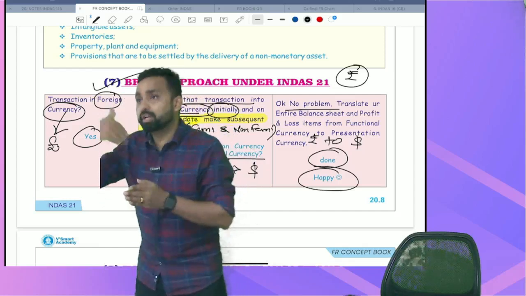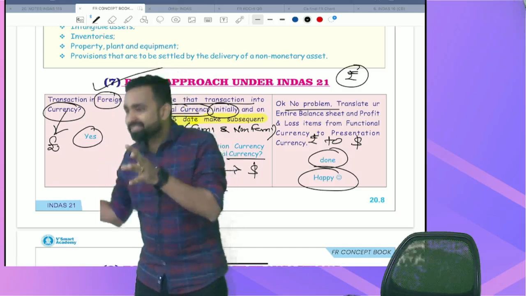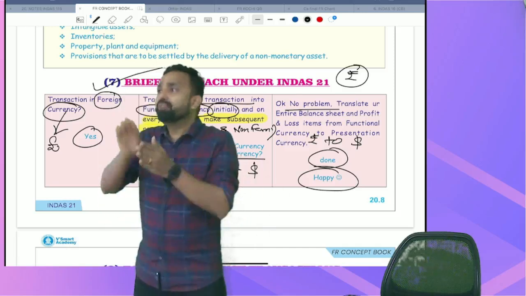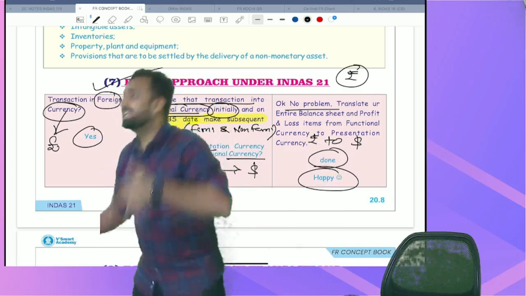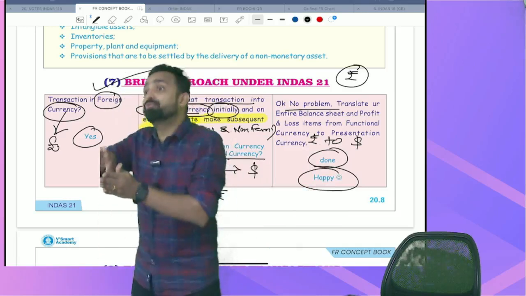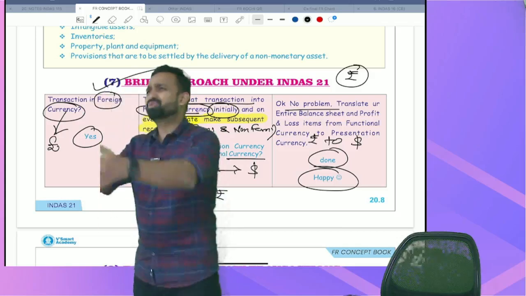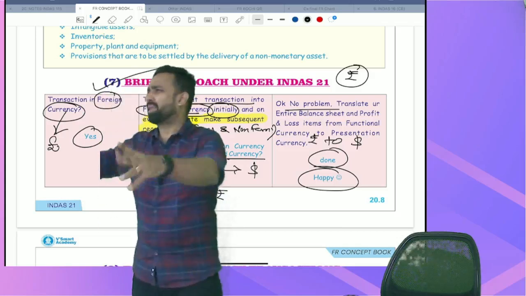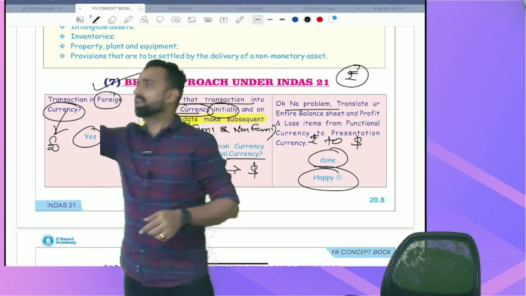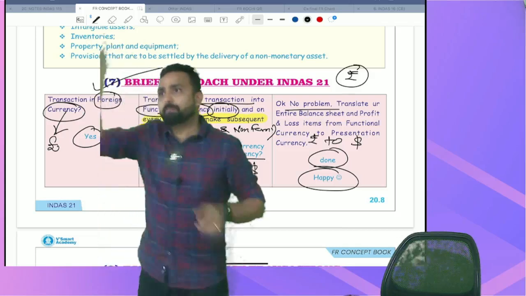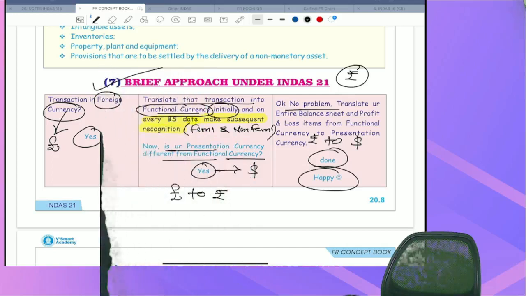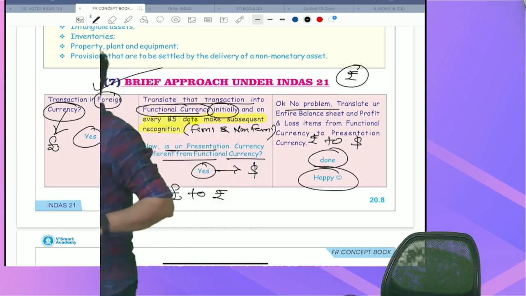Now, listen to me. No need to do FCMI, FCNMI. When you do foreign to functional, you do these kinds of things, FCMI, FCNMI. But when you do functional to presentation, don't do FC, non-FC. The entire balance sheet goes into a single rate. Are you understanding or not? The full balance sheet and full P&L in Indian rupee go into the new rate, new currency. Understand or not? That is the third point.